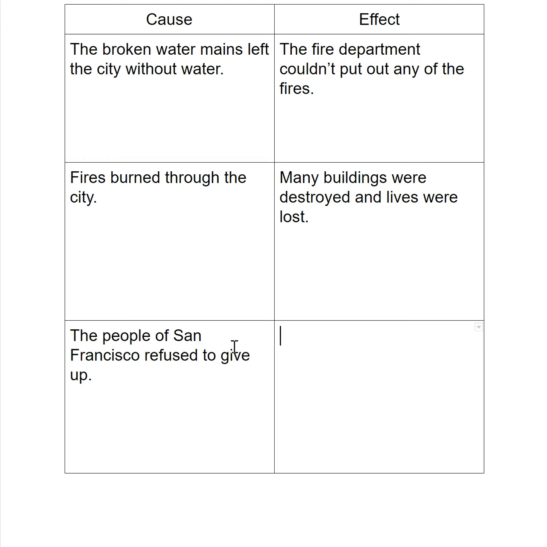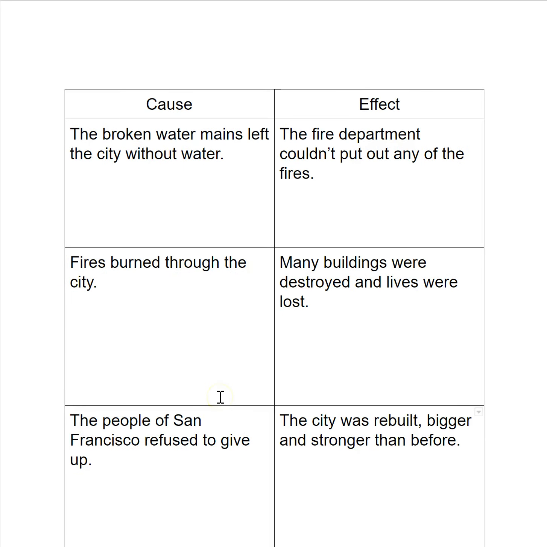But because most people refused to give up and wanted to stay and rebuild the city, because of that, the effect was the city was rebuilt bigger and stronger than before. Okay. All right, so there's our cause and effect for The Big One.